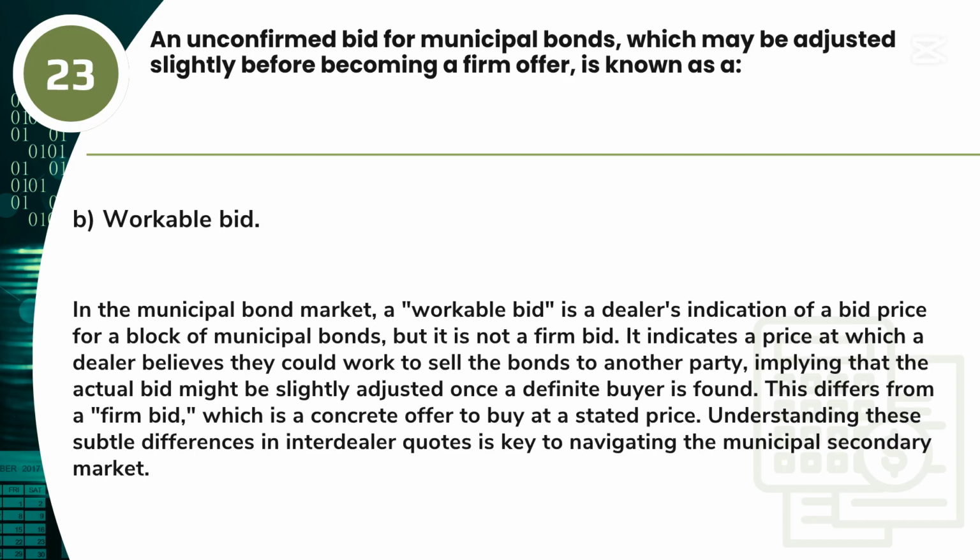Answer: B. Workable bid. In the municipal bond market, a workable bid is a dealer's indication of a bid price for a block of municipal bonds, but it is not a firm bid. It indicates a price at which a dealer believes they could work to sell the bonds to another party, implying that the actual bid might be slightly adjusted once a definite buyer is found. This differs from a firm bid, which is a concrete offer to buy at a stated price. Understanding these subtle differences in interdealer quotes is key to navigating the municipal secondary market.